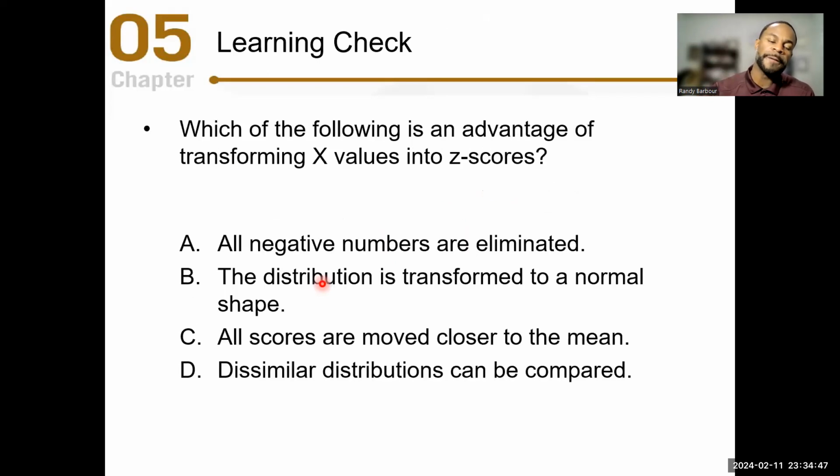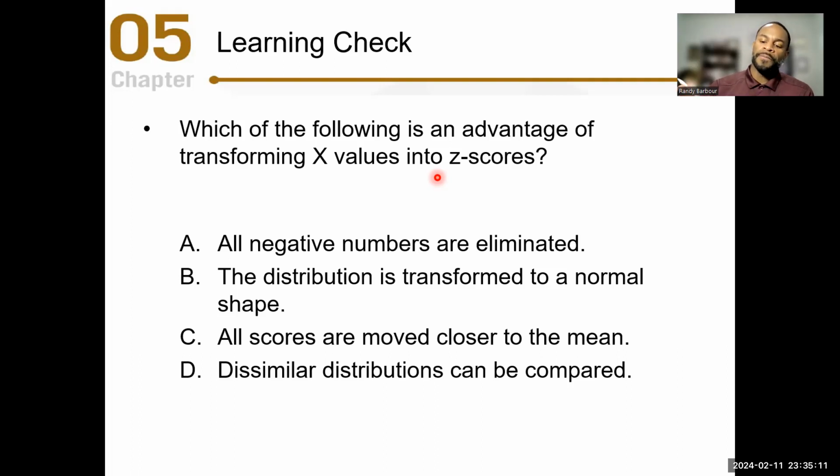All right, learning check. It says, which of the following is an advantage of transforming x values into z-scores? A, all negative numbers are eliminated. B, the distribution is transformed to a normal shape. C, all scores are moved closer to the mean. D, dissimilar distributions can be compared.